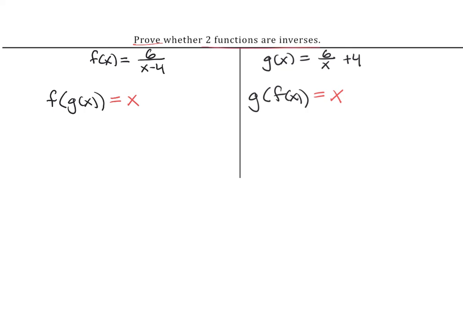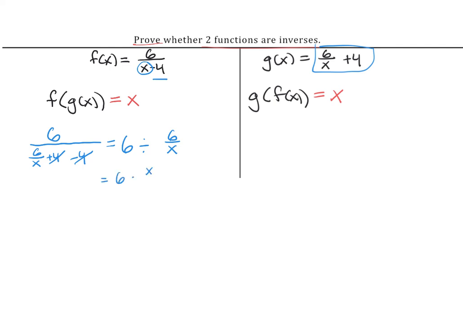So let's do that. Okay, f of g of x. So I have to plug in g of x into f of x. So I have 6 over, and then I'm plugging in 6 over (x plus 4), and then minus 4. Okay, well, right away those 4's cancel. I'm going to rewrite this as 6 divided by 6 over x. Now I'm going to keep change flip: 6 times x over 6. Those cancel and I'm left with just x. Okay, that's a good sign.